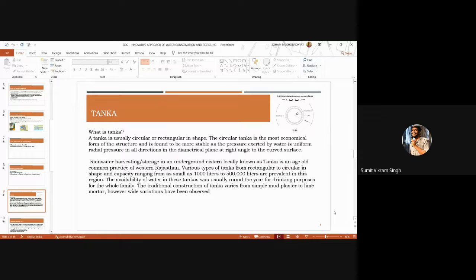In simple words, it can be said that the tanka can store about 1000 liters to 5 lakh liters of rainwater, for emergency purposes or for normal drinking purposes or for normal use. So rainwater harvesting is an underground system locally known as tanka. It is commonly practiced in most parts of Rajasthan, and from 2001 it is being practiced in the southern part of India also.